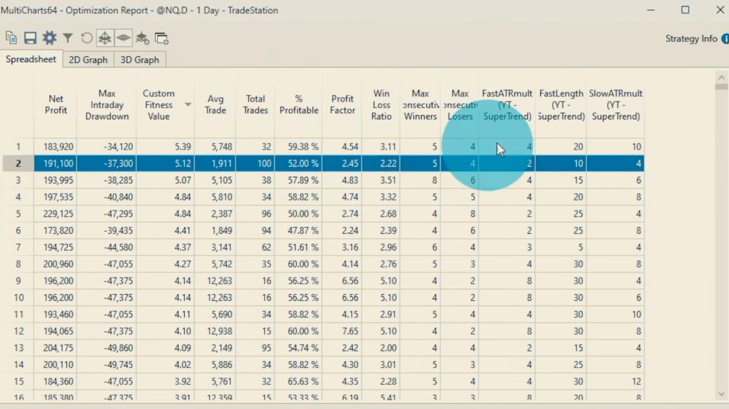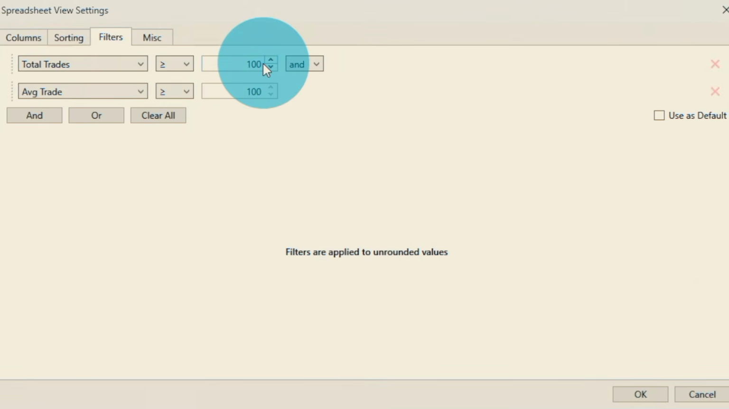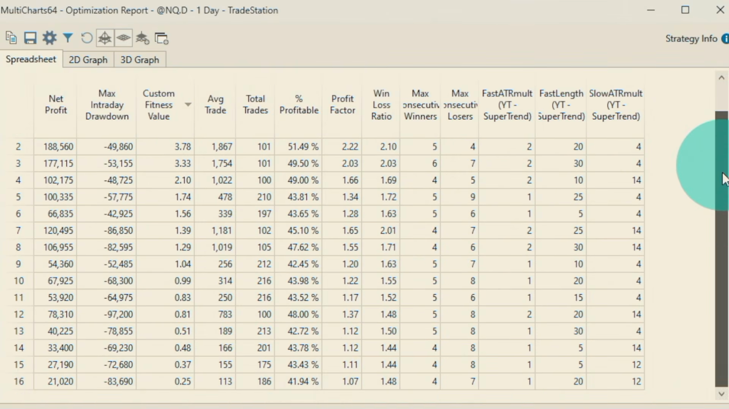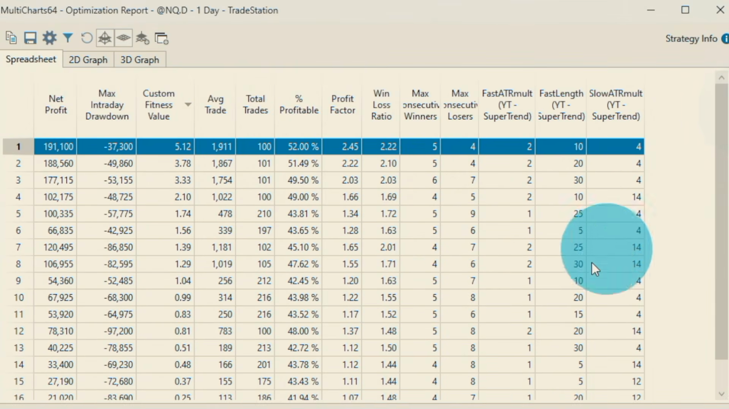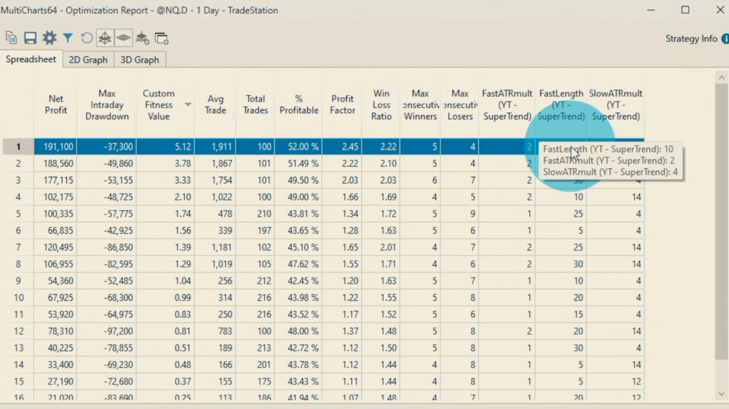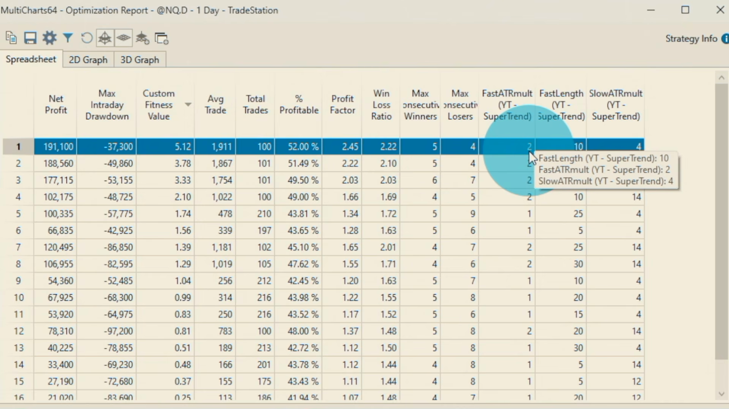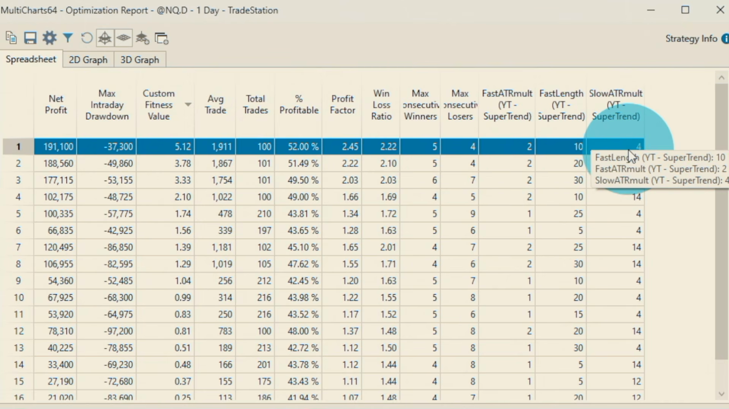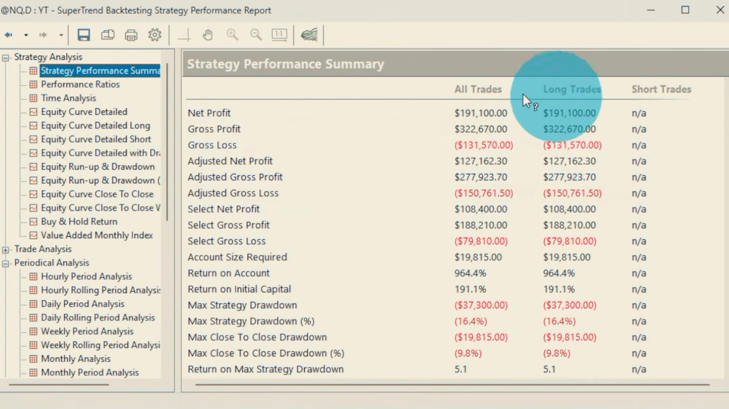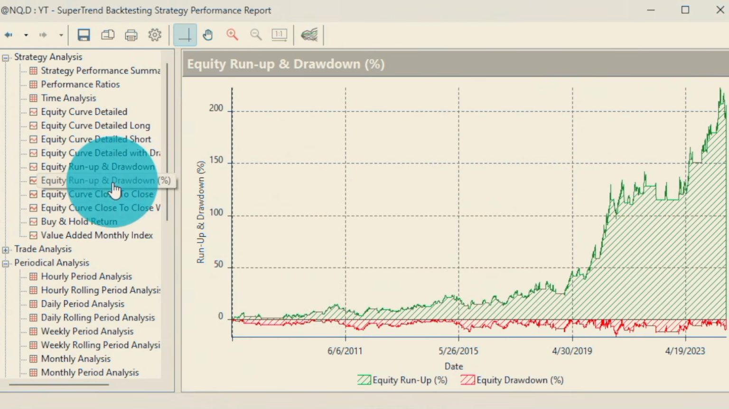So this one is 100 trades. If we filter for 100 trades and $100 on average per trade, we end up with only 16 strategies. So this is the top strategy. The ATR length for the fast SuperTrend indicator is 10, the multiplier is 2, and the slow SuperTrend indicator has a length of 3 times this, so it's 30, and then the multiplier is 4. So this is the result of the strategy, 191,000, 5 to 1 return to drawdown.